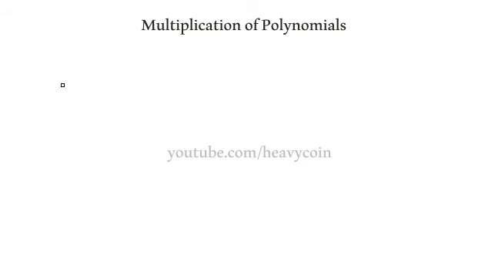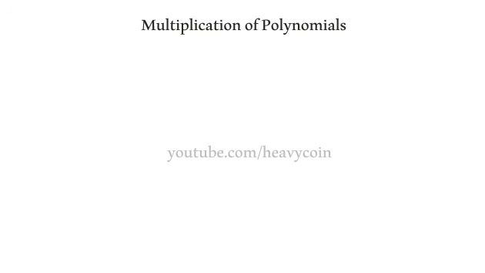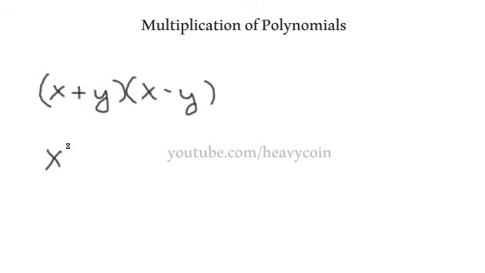Well, I think we should learn something new now. Let's say we had, I can't ever remember to close that. Let's say we had x plus y times x minus y. And we want to rewrite this. We want to multiply these two together. Okay, this is how this works if you've never seen it. We have an x times an x, so that's x squared. And then x times minus y.